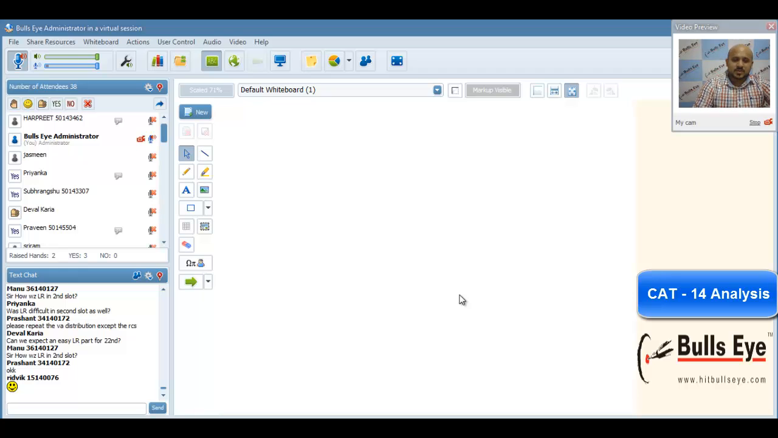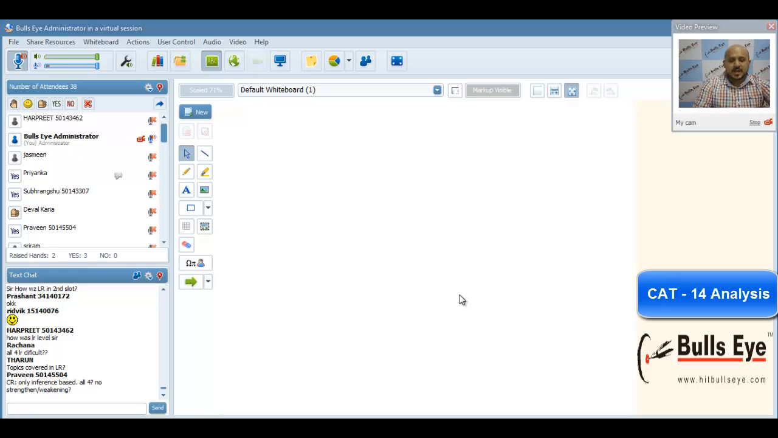Now talking in terms of strategy, the second LR was very difficult, Harpreet. LR was the toughest part of the paper. No, one set exceptionally tough, one set easy. Overall, LR was difficult. Yeah, no strengthening, weakening, Praveen. Yes, you should do that, Akshat.